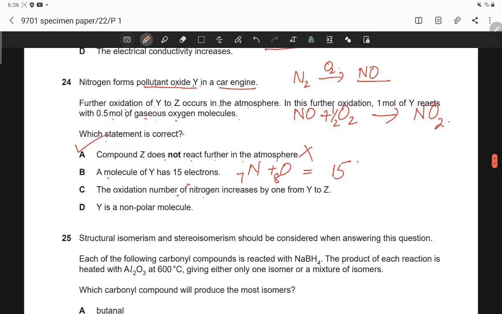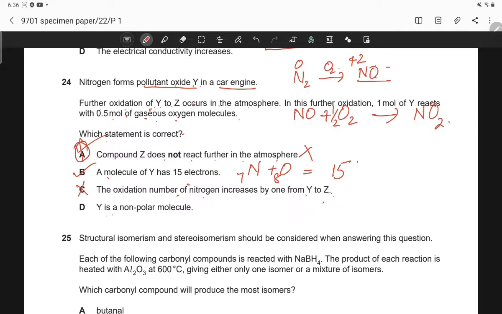The oxidation number of nitrogen increases by 1 from Y to Z. Nitrogen is plus 2 over here, and plus 4 in Z. So it increases by 2, and this is an incorrect option. The oxidation number change from Y to Z is plus 2.